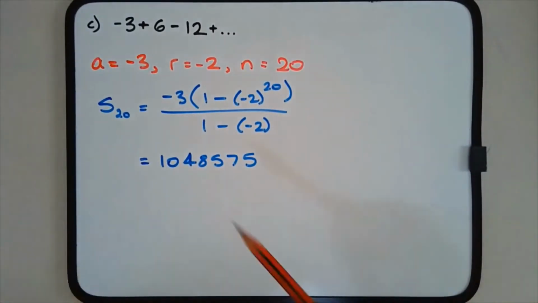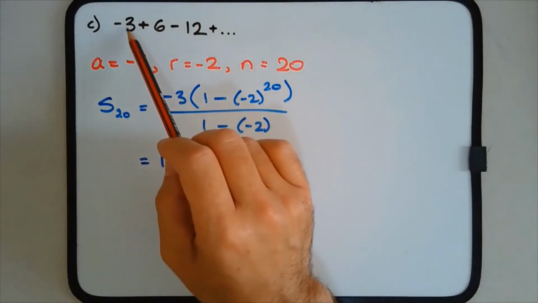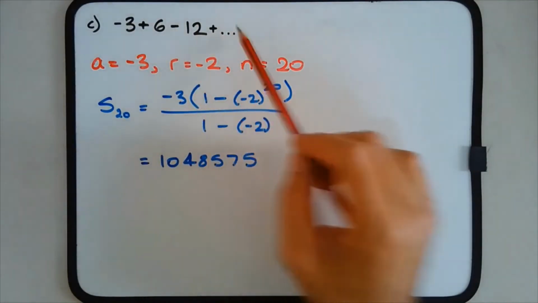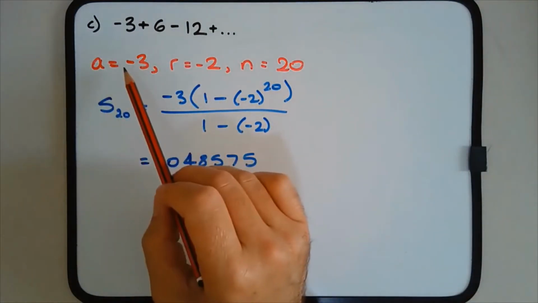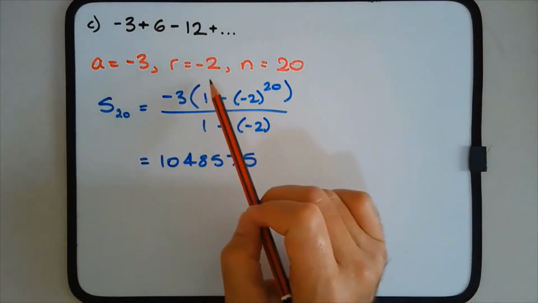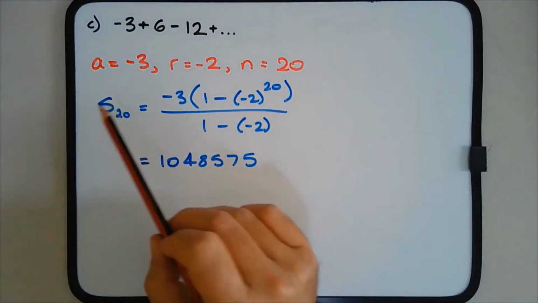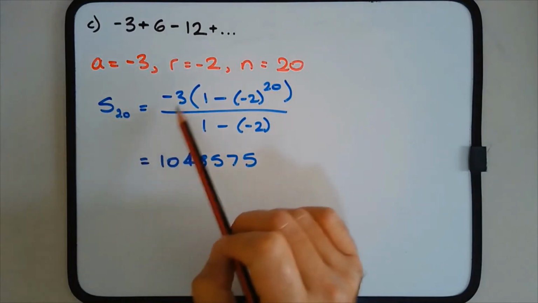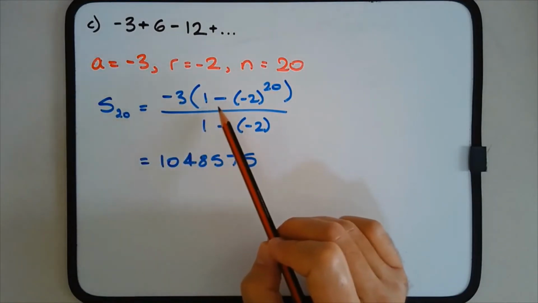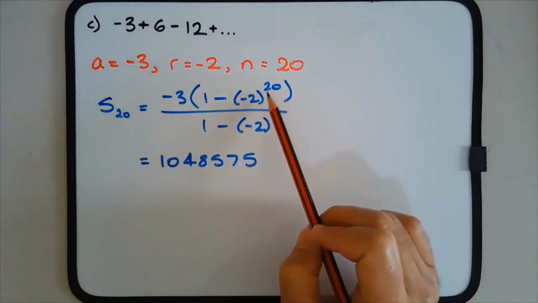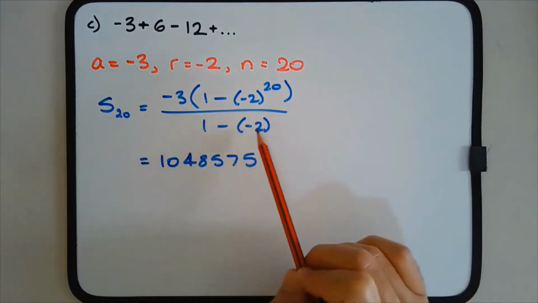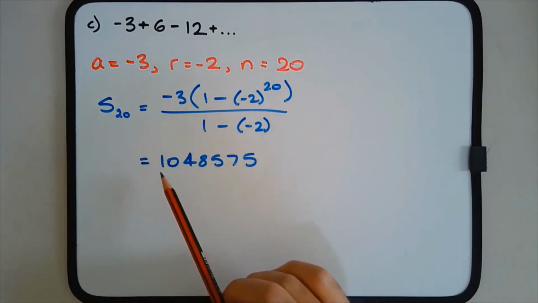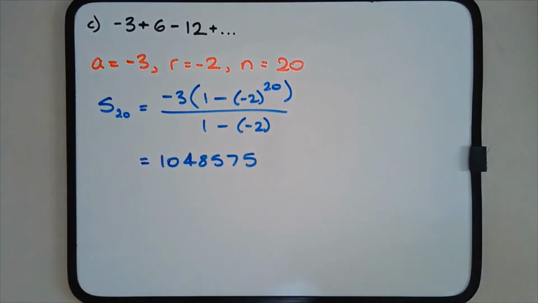Let's have a look at one more example. So part C, this geometric series, -3 plus 6 minus 12 plus ... So the terms are alternating in sign. The first term is -3. The common ratio is -2 and n equals 20. So the sum of the first 20 terms of this geometric series is equal to -3 outside of 1 minus -2 in brackets to the power of 20. So just be mindful here of using the brackets correctly, all over 1 minus -2. And that equals 1,048,575.